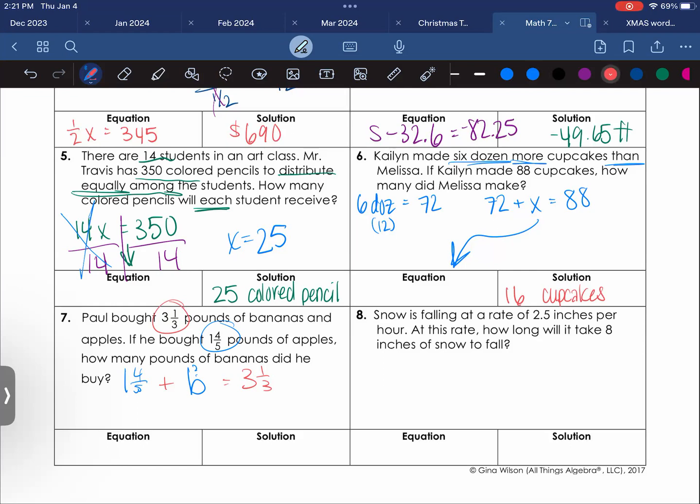You would just subtract minus 1 4/5 on that side of our equal sign, and minus 1 4/5 on this side of our equal sign. Use your calculator if you don't know, or you can change these to improper fractions. Either way, you would end up getting 1 and 8 over 15, and then pounds of bananas, however you want to label it. If you didn't simplify this, you may have also gotten 23 over 15. Go ahead and try number 8 on your own. So pause the video here.